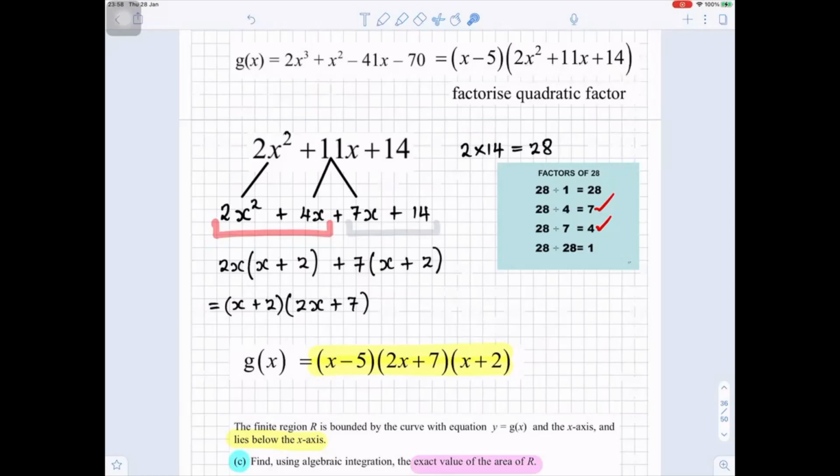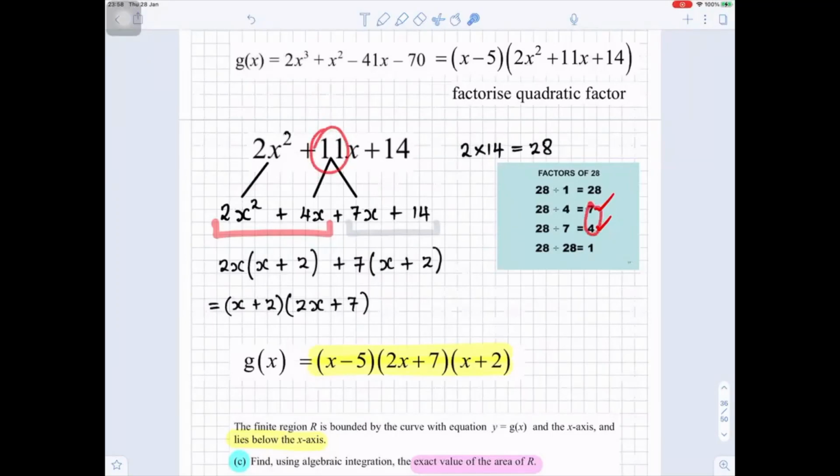Now we can factorize it by looking at this. 2 times 14 gives you 28. And we find the factors of 28. 28 divided by 1 is 28. 28 divided by 4 is 7. 28 divided by 7 is 4. So the factors of 28 are 1, 4, 7, 14. But we want 2 of them that will add to make 11. Which 2 add to make 11?